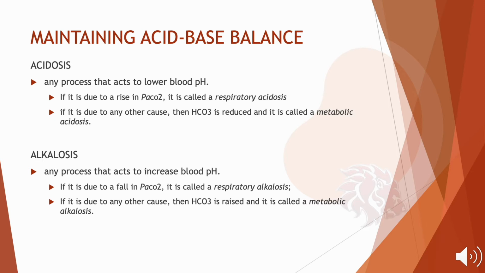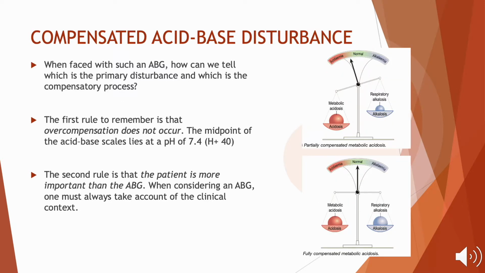When faced with an ABG, how can we tell which is the primary disturbance and which is the compensatory process? The first rule to remember is that overcompensation does not occur. The midpoint of the acid-base scale lies at a pH of 7.4 with a hydrogen ion concentration of 40. If the scales tip towards acidemia, or a pH of less than 7.4, this suggests a primary acidotic process. If they tip towards alkalemia, or a pH of greater than 7.4, a primary alkalotic process is likely.